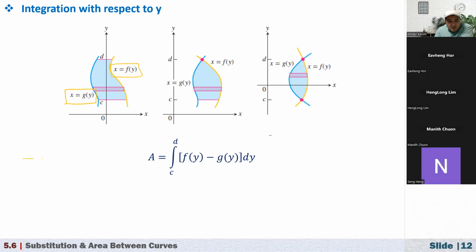On the horizontal line, if you're given 2 points, let's say this one is g of y1, and this one is f of y1. What is the distance between them? The distance is equal to f of y1 minus g of y1. So that is the length of this rectangle. And now we have to multiply this by the width, which is our delta y. And just summing up through this, from the interval c to d, gives us the area of this region.